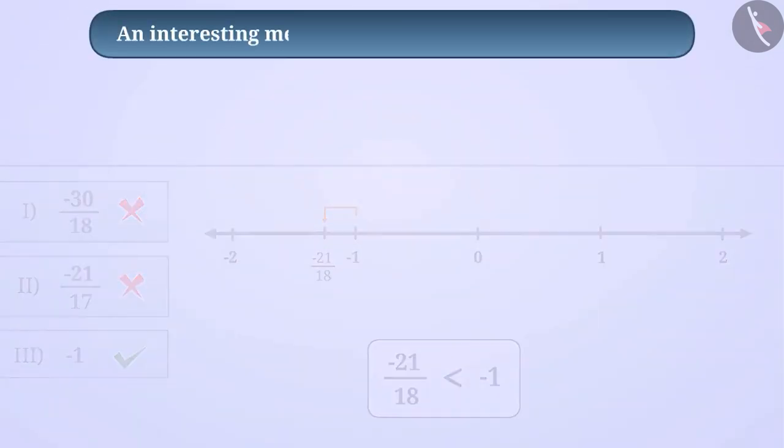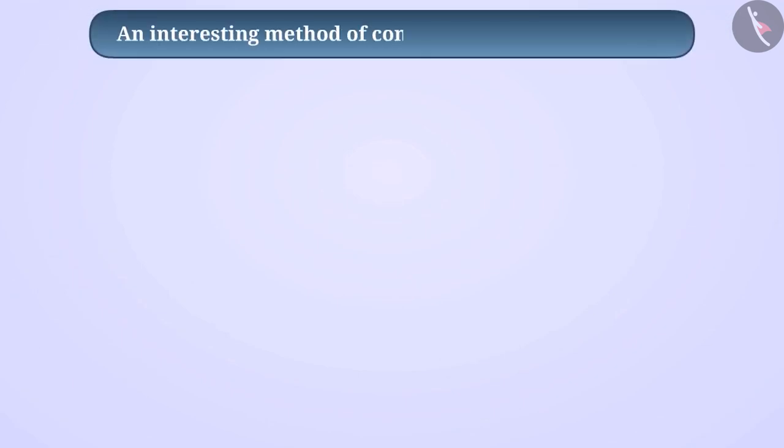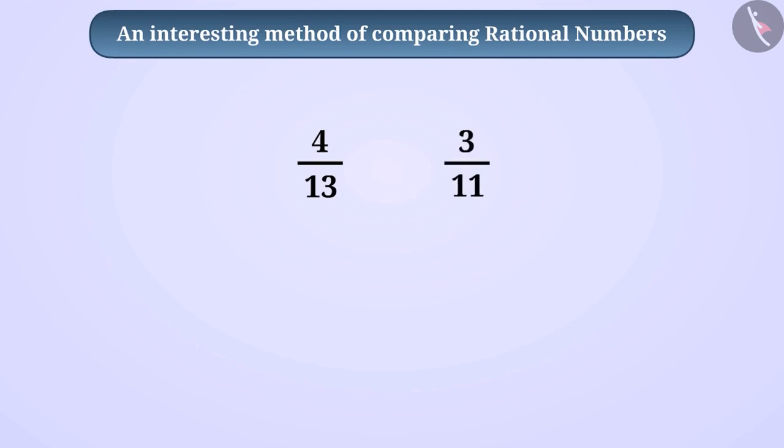Now let's look at an interesting method to compare rational numbers. Suppose we want to compare 4/13 and 3/11. To compare the two numbers, we will multiply the numerator 4 of the first rational number with the denominator 11 of the second rational number.